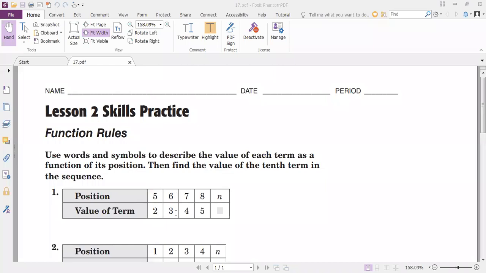So 5 becomes 2, I subtract 3. 6 becomes 3, I subtract 3. 7 becomes 4, what happened? I subtract 3, right? 8 becomes 5, what do I do? I subtract 3, right? If I have n here, the number here is n.